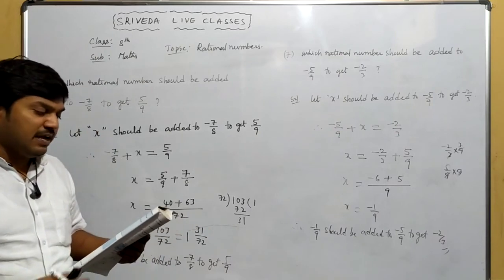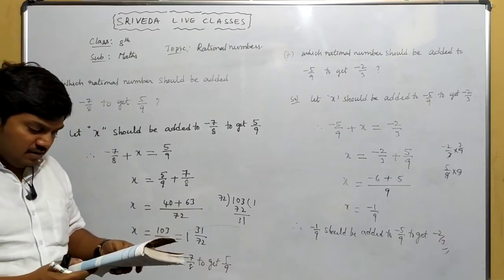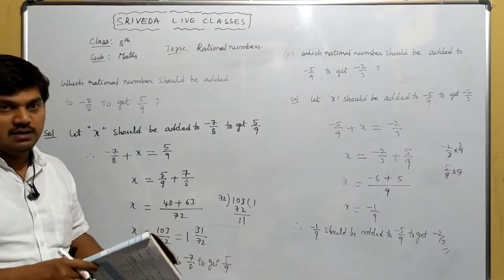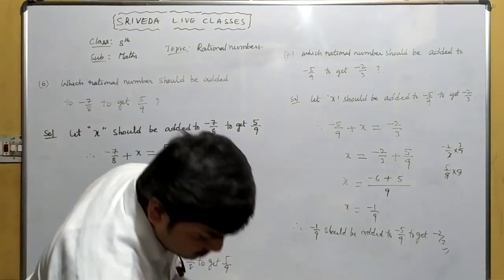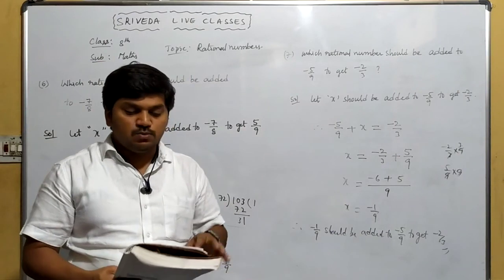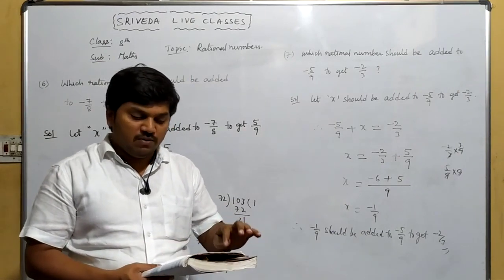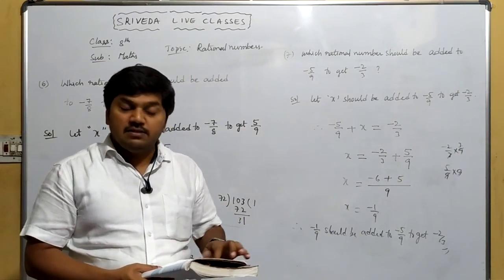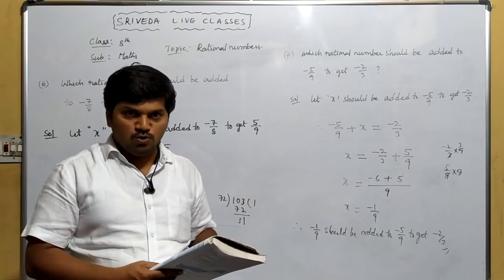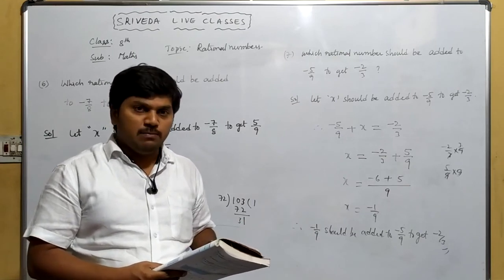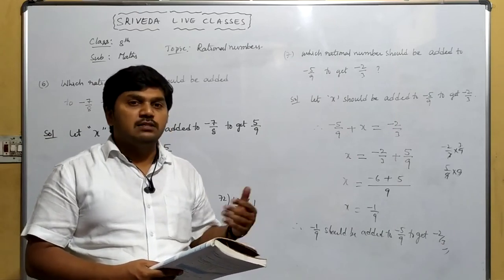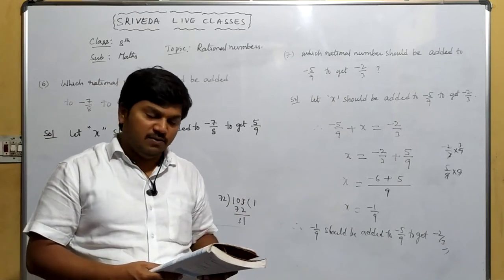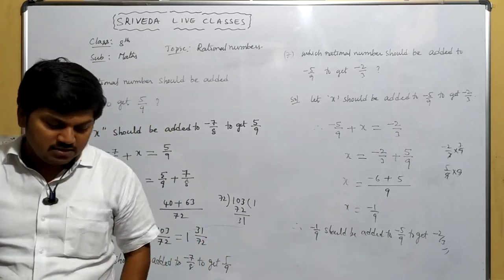Next, which rational number should be subtracted? We will do that in the next class. That's enough for today. Go through all these problems: third, fourth, fifth, sixth, seventh. This is very important. If you are not able to understand, I will explain once again. You ask me in the last 10 minutes. Thank you, students. Thank you very much.